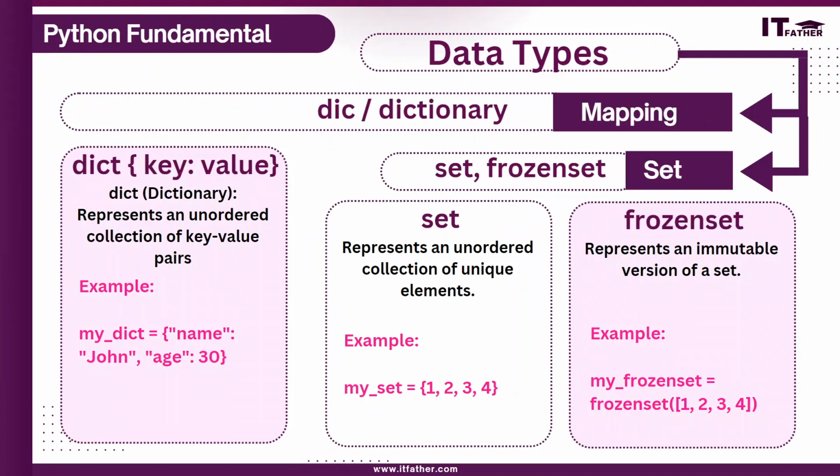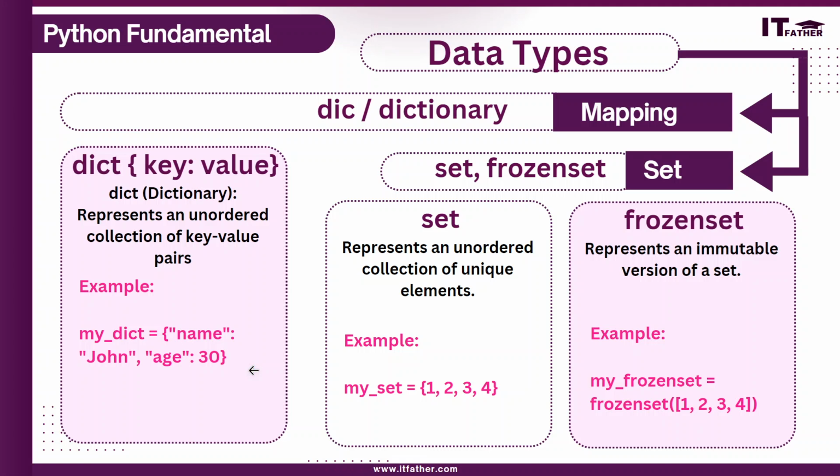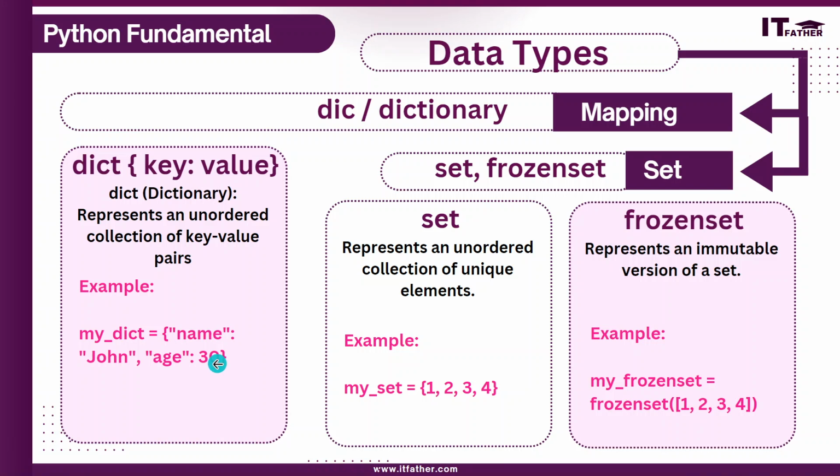Next we have mapping, dictionary. Dictionary is a very powerful feature of Python. Dictionary stores values in the form of key and value, right? It represents an unordered collection of key-value pairs. For example, if my dict is a kind of variable, it stores values in this format. The very first element will be the key and the next element will be the value. It will be joined by a colon sign, then separated by a comma, again age colon 30.